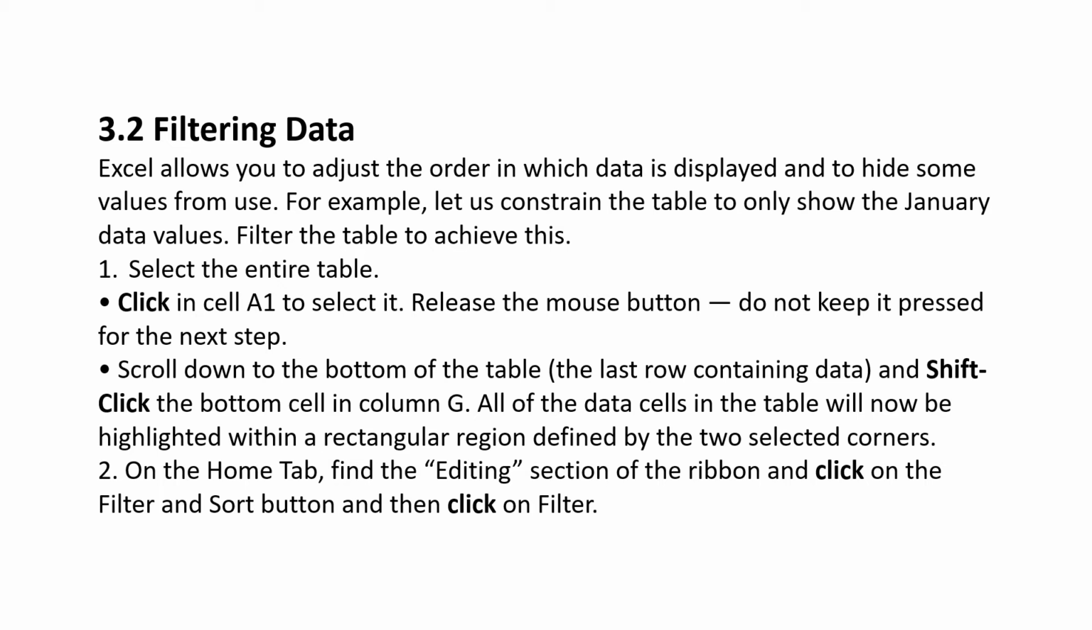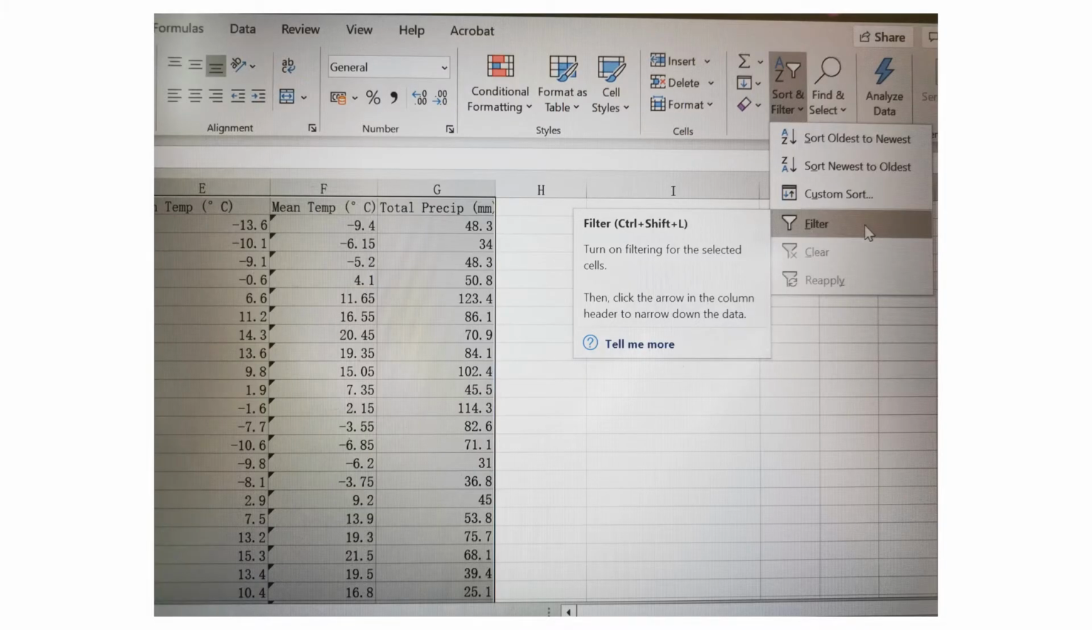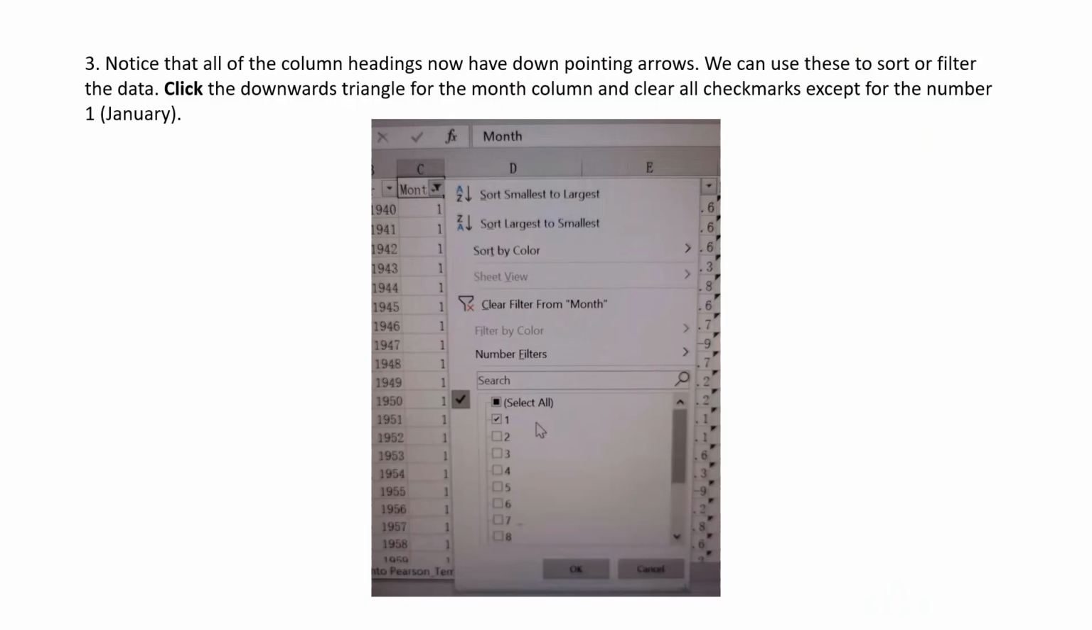And on the Home tab, you can find the Editing section of the ribbon and click on the Filter and Sort button and then click the filter. This figure shows how to find the filter button. After you click the Filter button, all of the column headings now have down pointing arrows. We can use these to sort or filter the data.